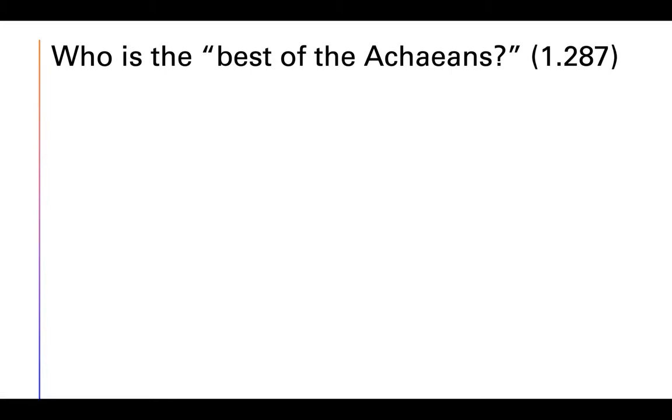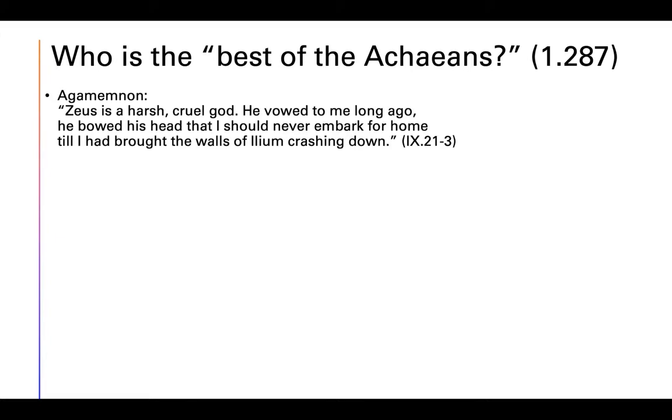Okay, so this is the sort of thing that the Achaeans are fighting over, specifically Agamemnon and Achilles. And so, who is the best of the Achaeans? This is a line in book 1. Both of them are trying to jockey for position as the best of the Achaean men, the best hero. So, in some ways, Agamemnon might be considered the best of the Achaeans.